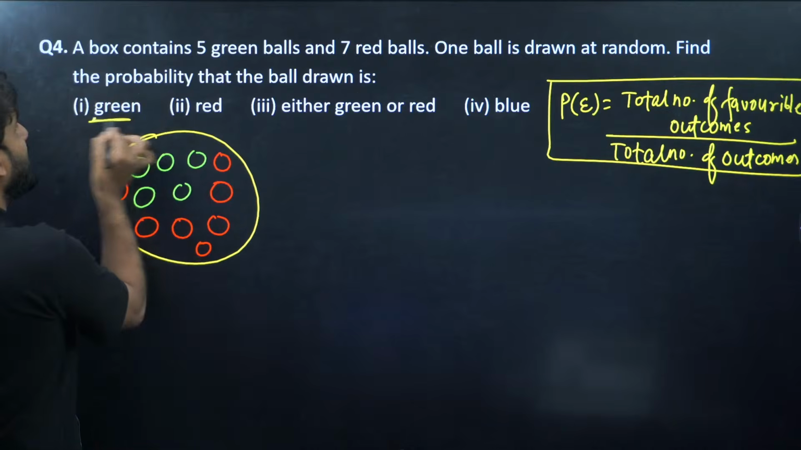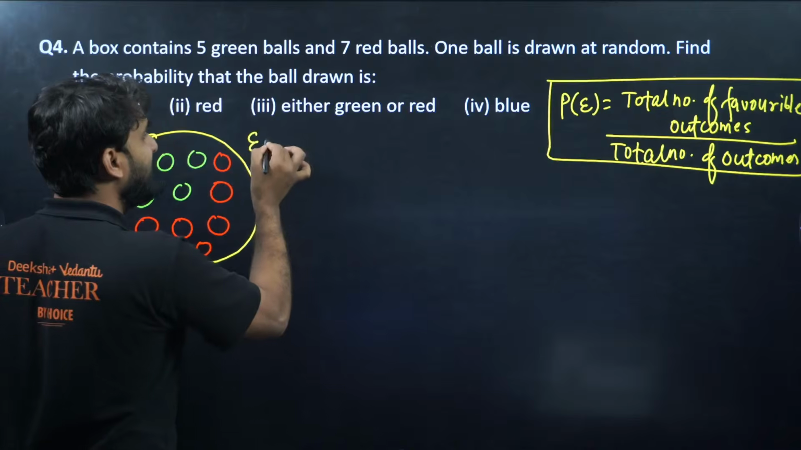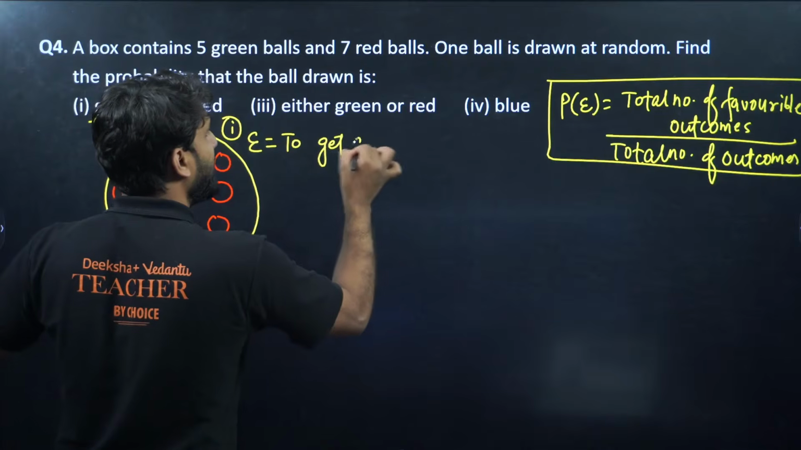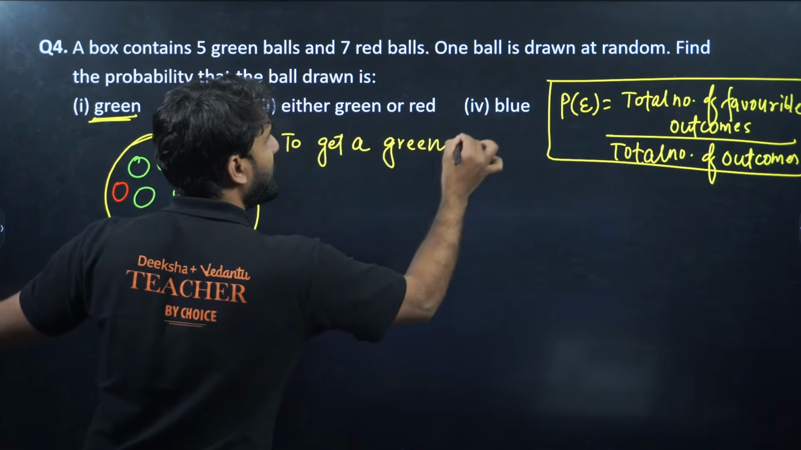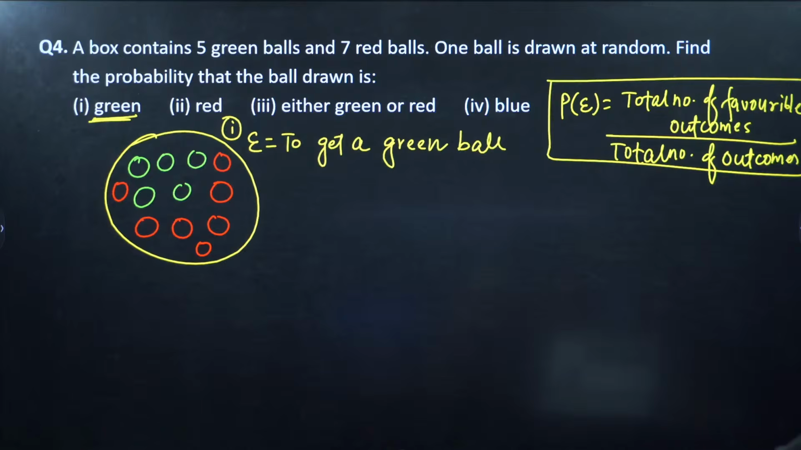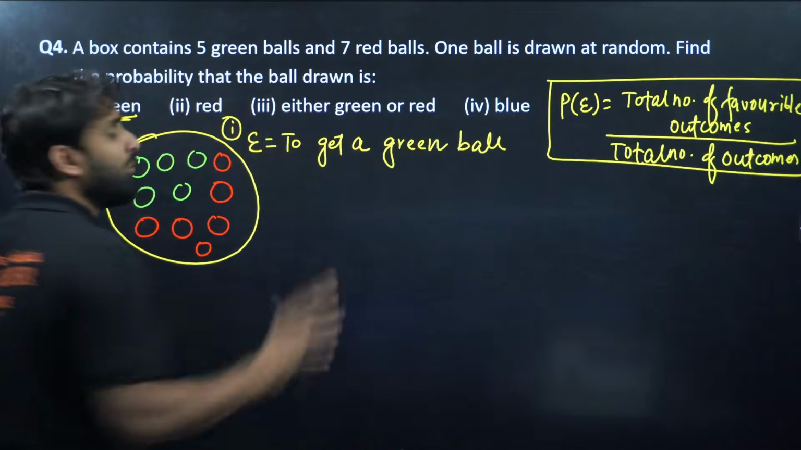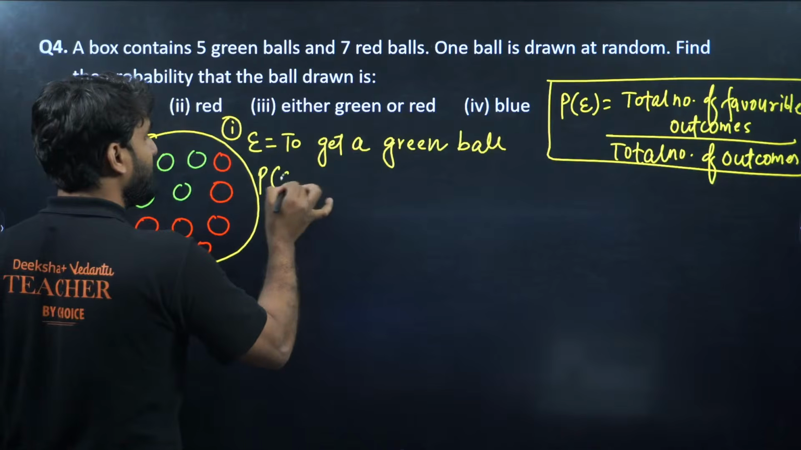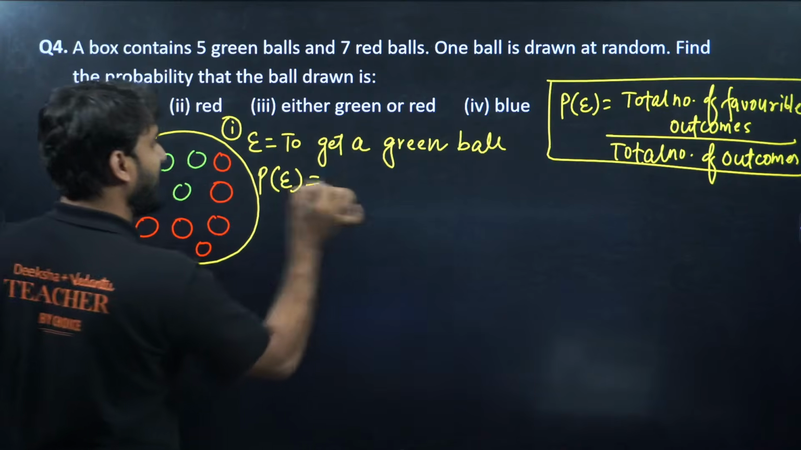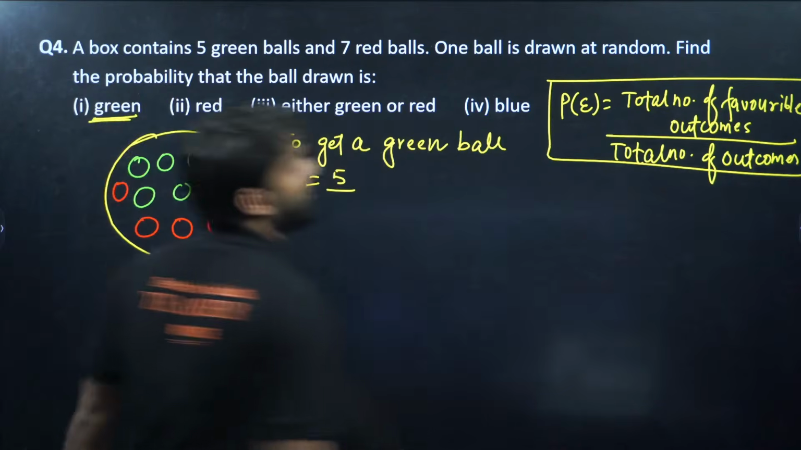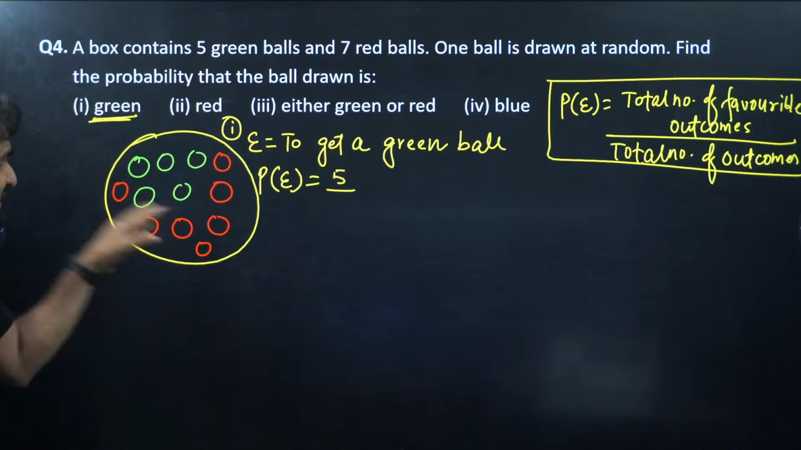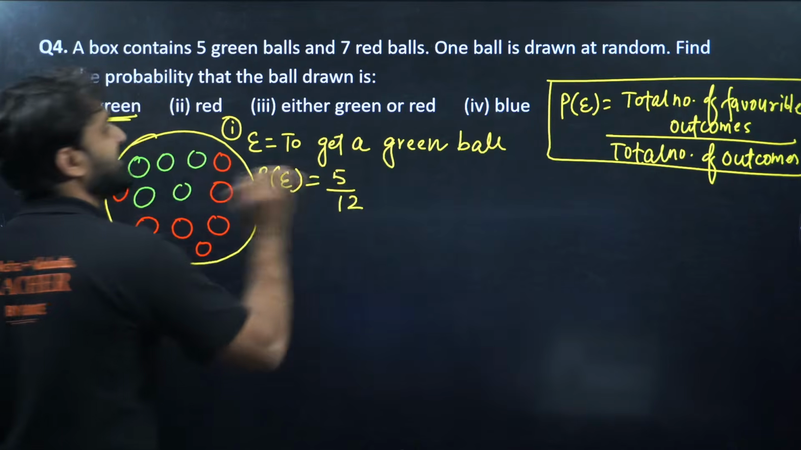So what will be the probability of a green ball? Here the event, in the first question, is to get a green ball. So what will be the probability of this event? Green is your favorable, and there are 5 green balls. And this is the total number of outcomes. How many total balls are there in this entire box? 7 plus 5, which is 12. So the answer is 5 by 12.